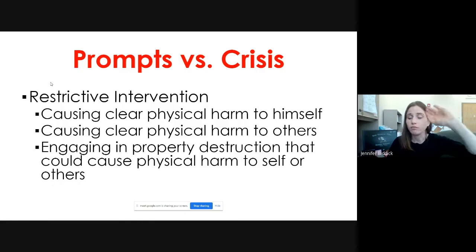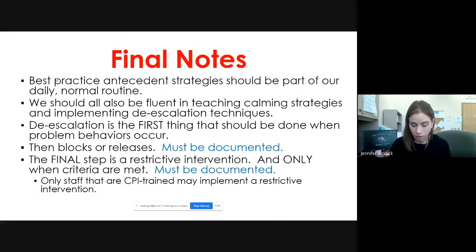Remembering that for a restrictive intervention to be warranted and necessary, the learner must meet criteria. They must be causing clear physical harm to themselves or clear physical harm to others, or engaging in property destruction that could cause physical harm to themselves or others. If they do not meet those criteria, restrictive intervention is not warranted, and it would not be ethical of us to do so. So just again, some reminders here.